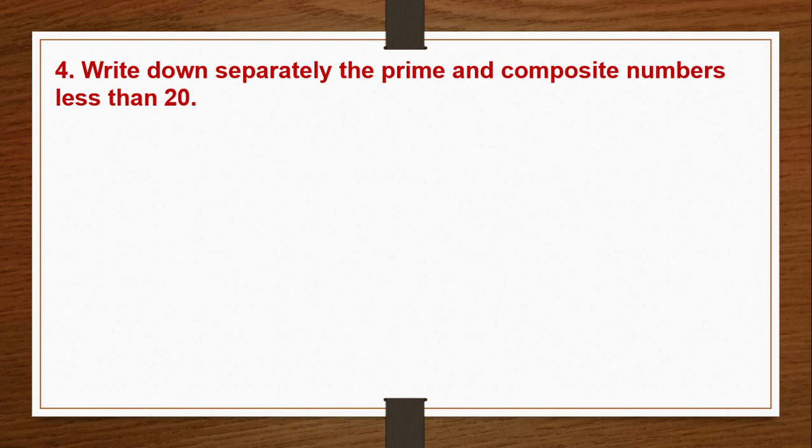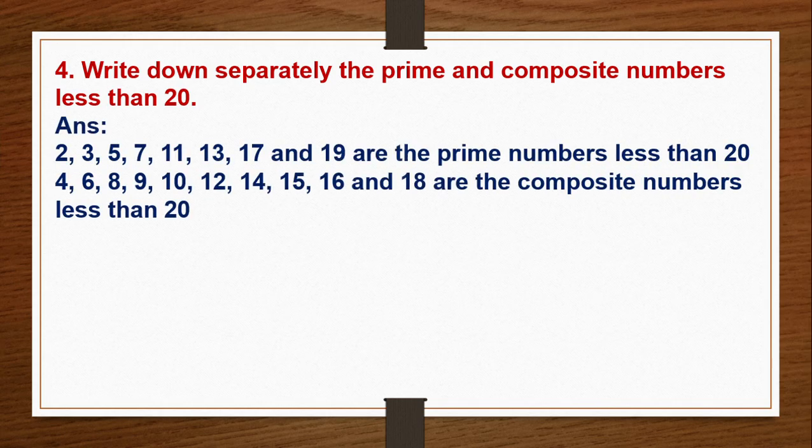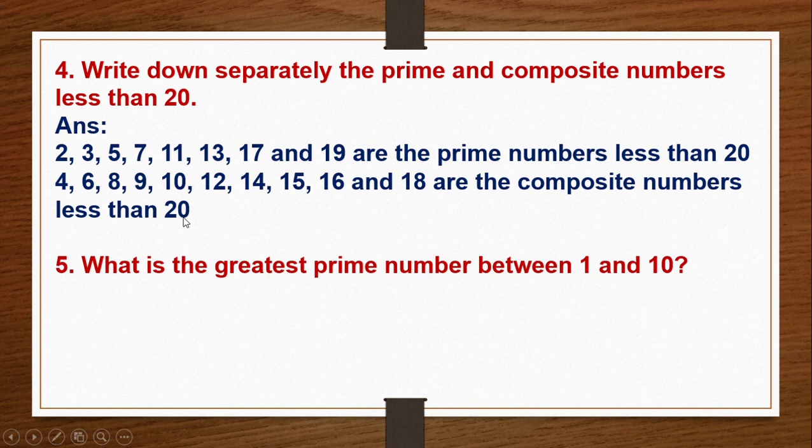Write down separately the prime and composite numbers less than 20. Very, very easy. Okay, so we have to separate the prime and composite numbers less than 20. So here 2, 3, 5, 7, 11, 13, 17, and 19 are the prime numbers. 4, 6, 8, 9, 10, 12, 14, 15, 16, 18 are the composite numbers less than 20. We have separated and written as per the question.